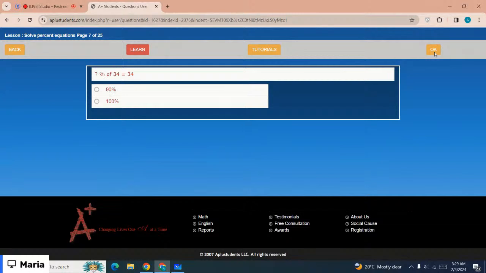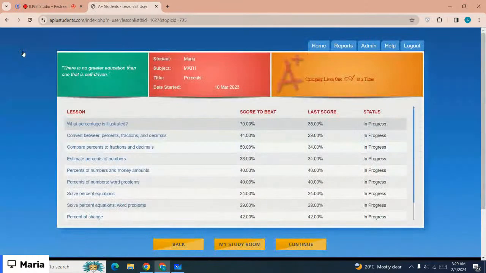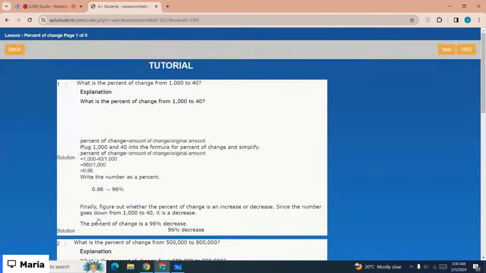Okay, you can complete the lesson by yourself later today. Let me just move on to the next lesson. And the next lesson is percent of a number. You can solve percent equations word problems on your own. Let's just start with the next one, that is percent of change, right?